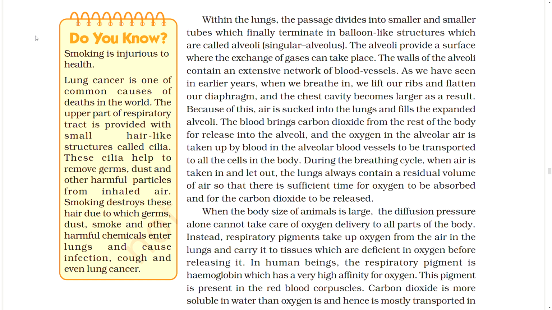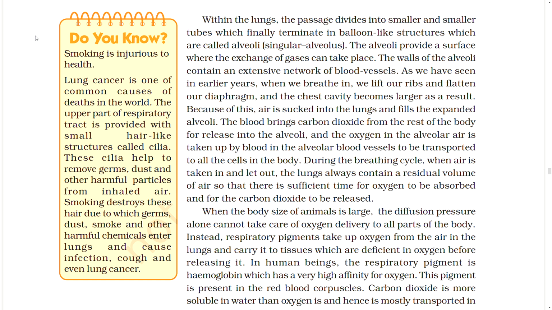The blood brings carbon dioxide from the rest of the body to release into the alveoli, and the oxygen in the alveolar air is taken up by blood in the alveolar blood vessels to be transported to all the cells in the body. During the breathing cycle, when air is taken in and let out, the lungs always contain a residual volume of air so that there is sufficient time for oxygen to be absorbed and for the carbon dioxide to be released. When the body size of animals is large, the diffusion pressures alone cannot take care of oxygen delivery to all parts of the body.